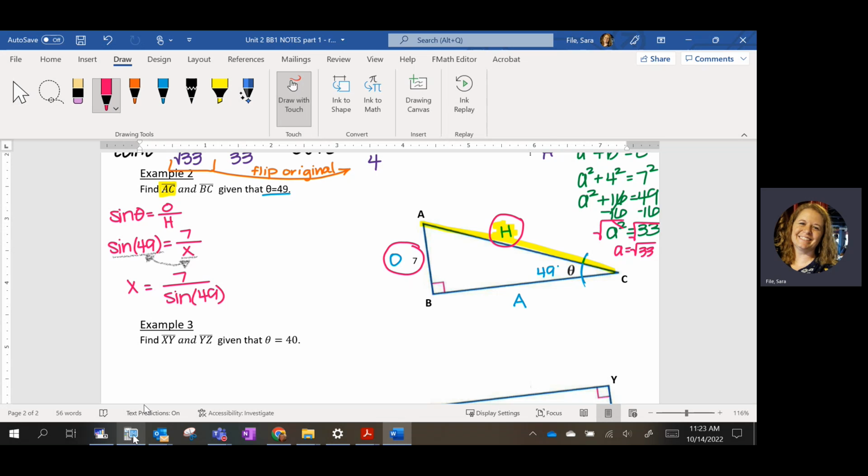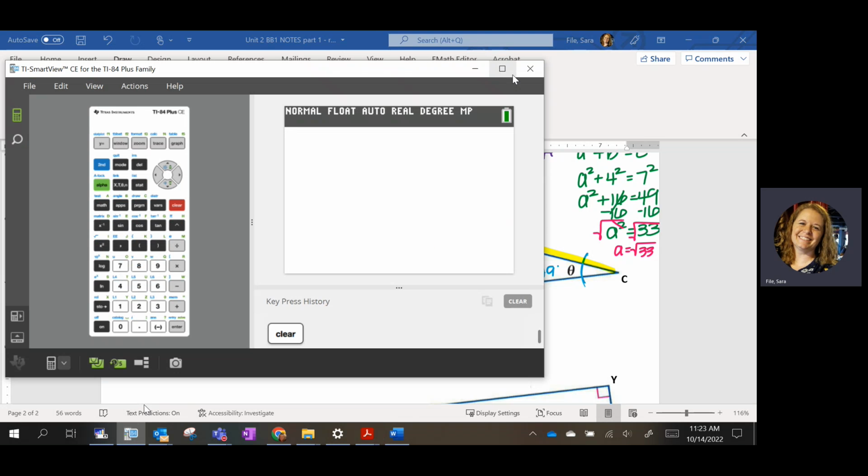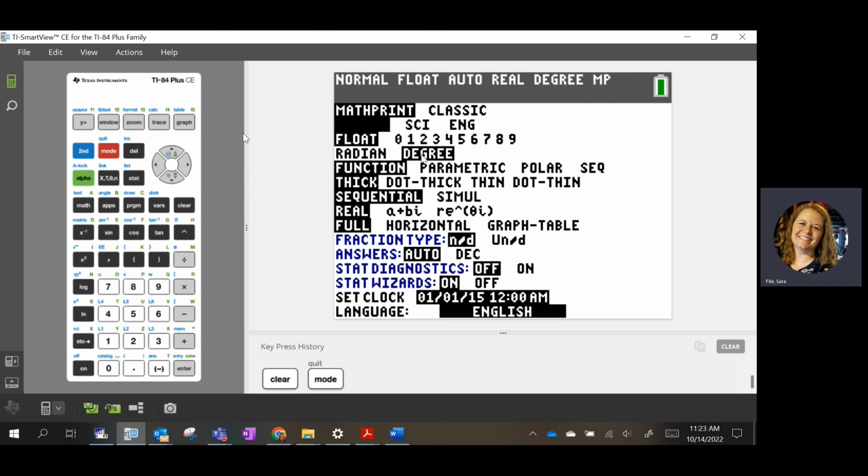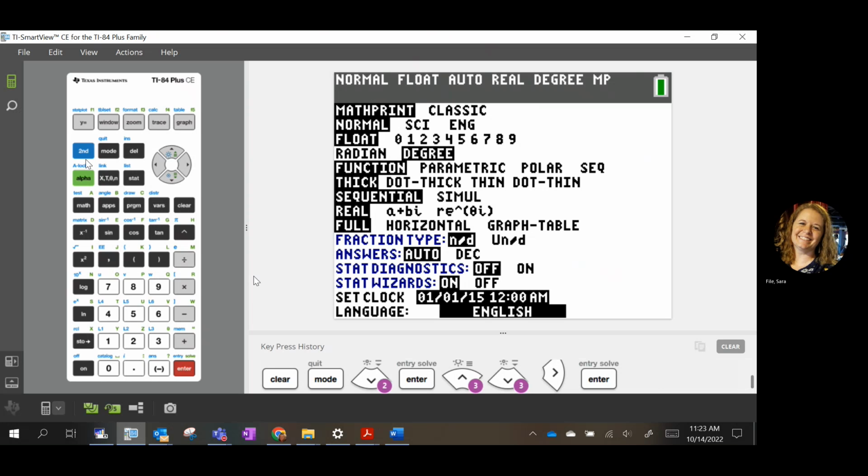And remember, we want to make sure our calculator is in degree mode. If you're using a TI like 83, 84, whatever, the mode button right here says radian and degree. You want to make sure degree is highlighted. If it looks like this and radian is highlighted, you just use your arrow keys and go down and over to degree and hit enter, and it highlights degree and you're in degree mode.